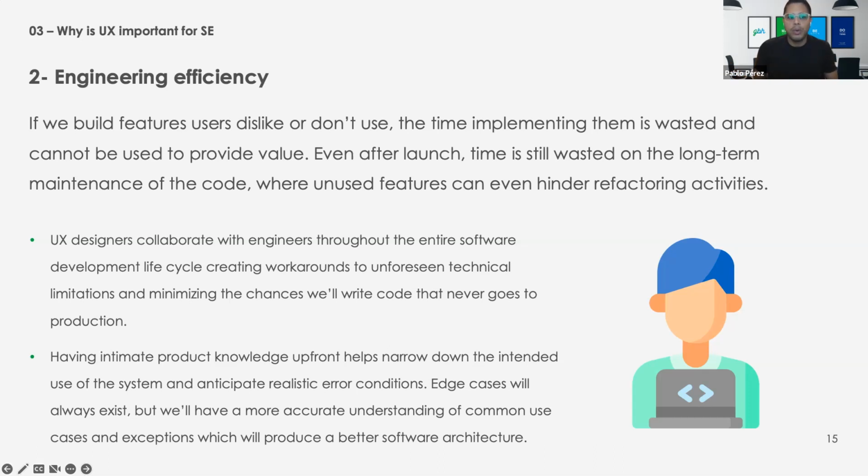Edge cases will always exist, but because of this intimate product knowledge up front, we're going to be better equipped to more accurately understand these use cases and create a software architecture that can support these edge cases and these specific situations that are going to be running after we produce the product and it's out there.